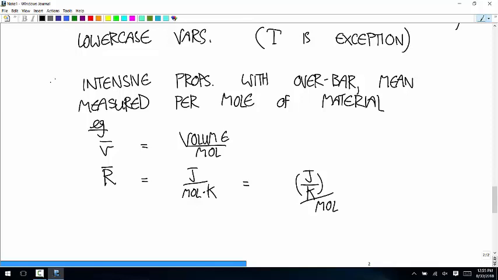The gas constant we're going to use more often is the universal gas constant divided by the atomic mass of whatever molecule we're using. So it won't be measured per mole. All right, any questions about that?